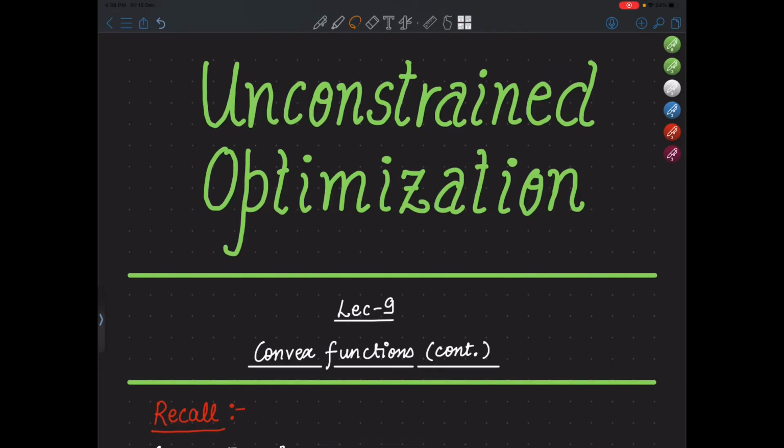Hi all, welcome to this lecture 9 of Unconstrained Optimization lecture series. Today's lecture is on convex functions, and we'll continue our discussion over convex functions from the last lecture.